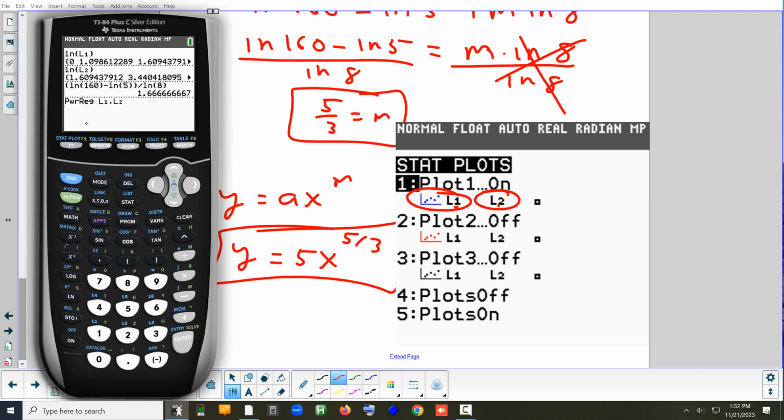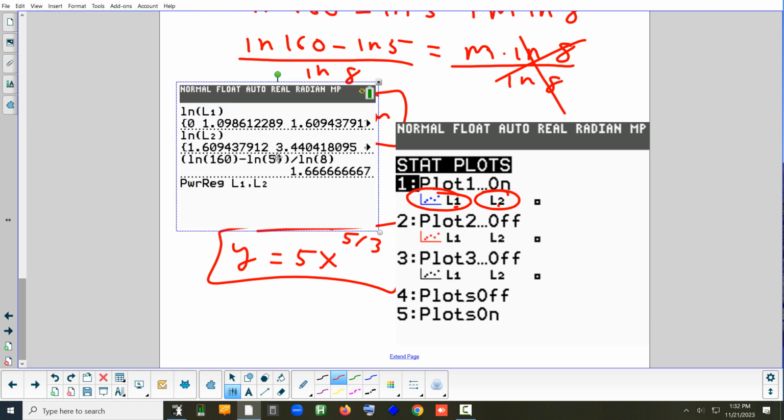We're going to hit enter. Good, I got it just in time. On some model calculators, when you do power regression, that will pop up on the screen right away. Power reg, L1, L2. If that pops up, you just have to hit enter. On my calculators, you have to go down and calculate and hit enter. So it just matters what model calculator you're using. But it's pretty similar.